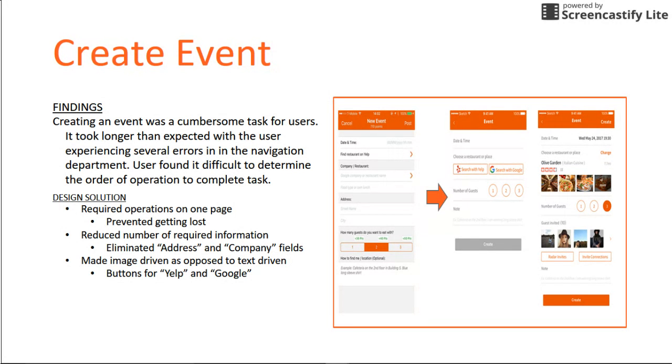So in order to simplify this, we put all operations on one page, which prevented the user from getting lost. And we reduced the amount of required information, so we eliminated the address and company field, and we made the page more image-driven as opposed to text-driven. For instance, we changed the search with Yelp and search with Google options to be buttons as opposed to just text.